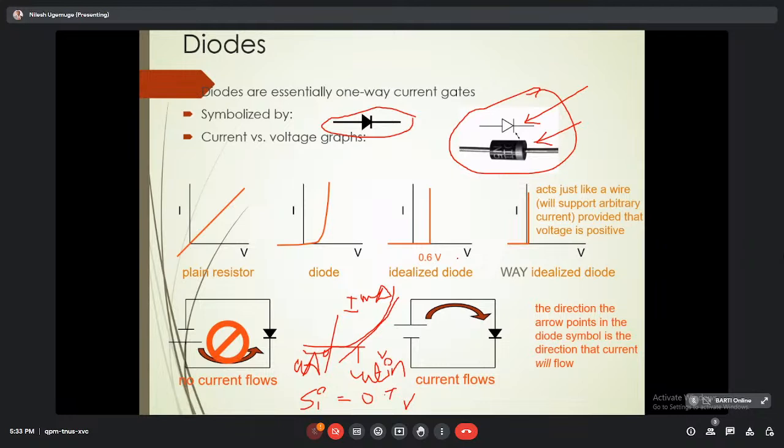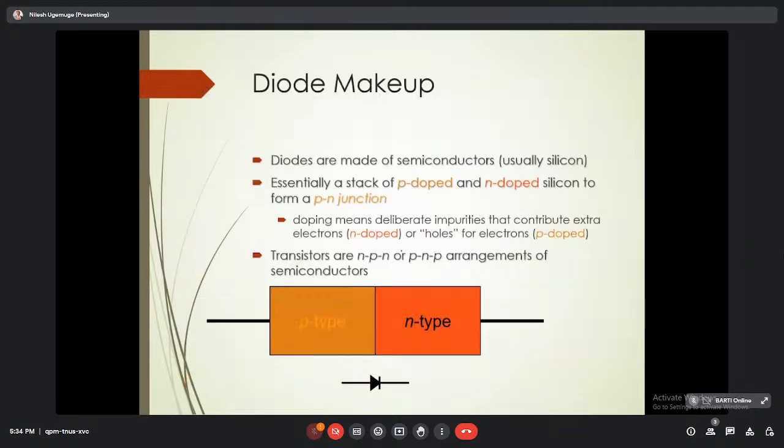So in that way, we can get the characteristics of the PN junction diode, and that characteristic is mostly useful for making the rectifier or for making the power supply.